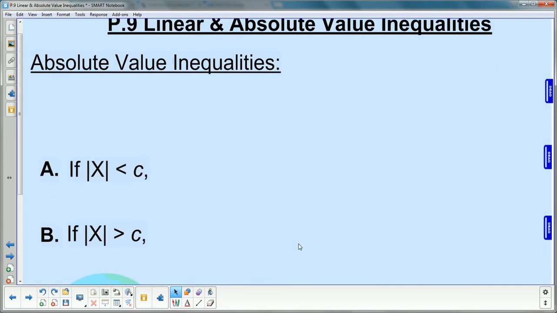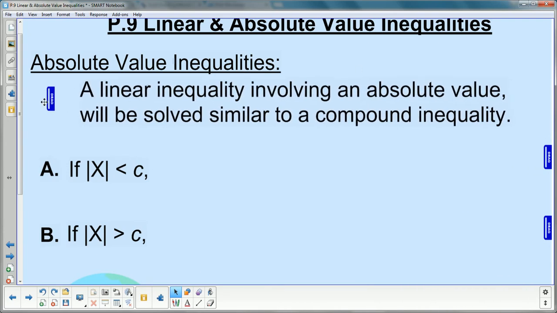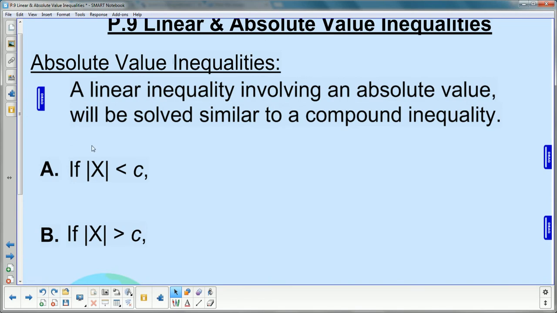Last piece then, if we have an absolute value inequality, so this is the piece that tends to give us a little bit of trouble. This is just going to be an inequality where we have an absolute value, meaning the variable is inside the absolute value, and it's going to essentially create a compound inequality. So if our absolute value with our variable inside, and it could be more than just an x, it could be a 2x plus 6, is less than c, that's going to tell us to make an AND statement.